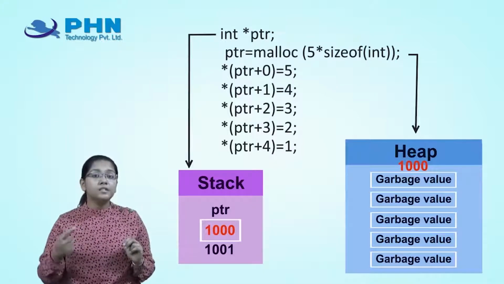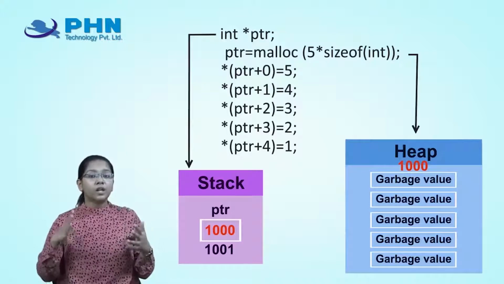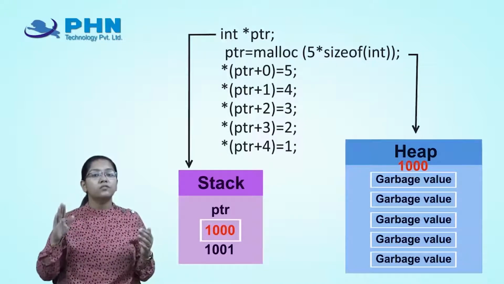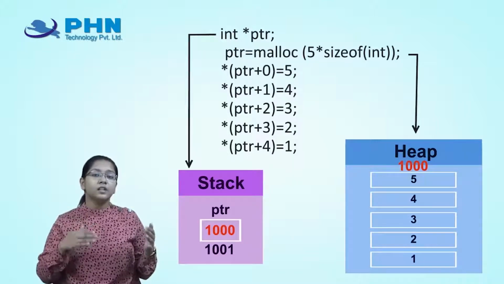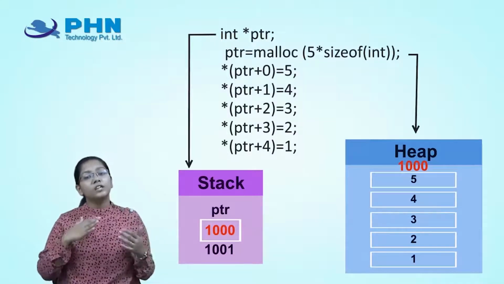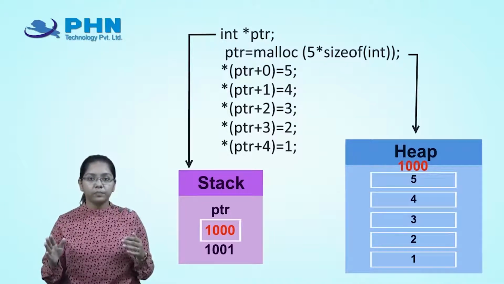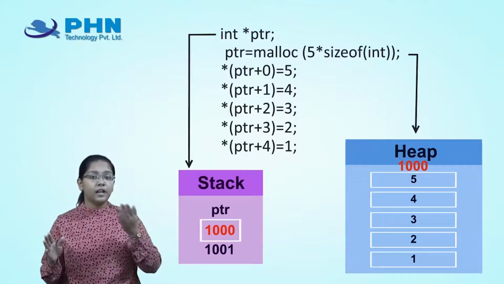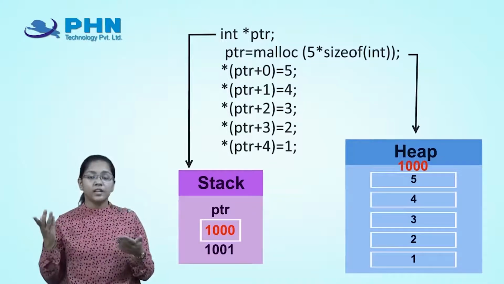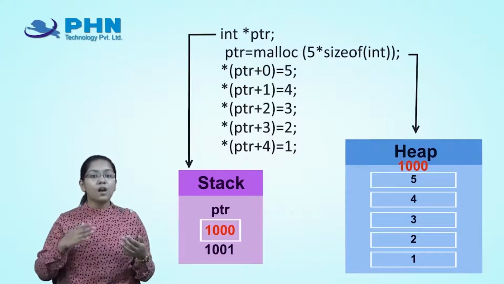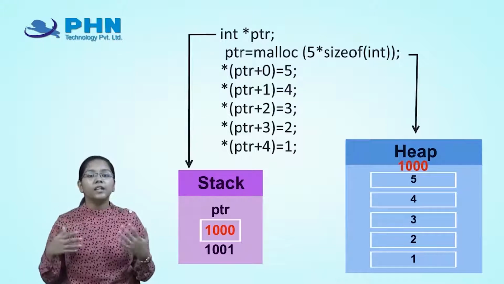So PTR plus 0 means whatever value is at that first index will get stored in my first index, and similarly the second, third, fourth, fifth values will get stored in my heap memory, because *PTR has a certain address, and that address is my base address of my heap memory.